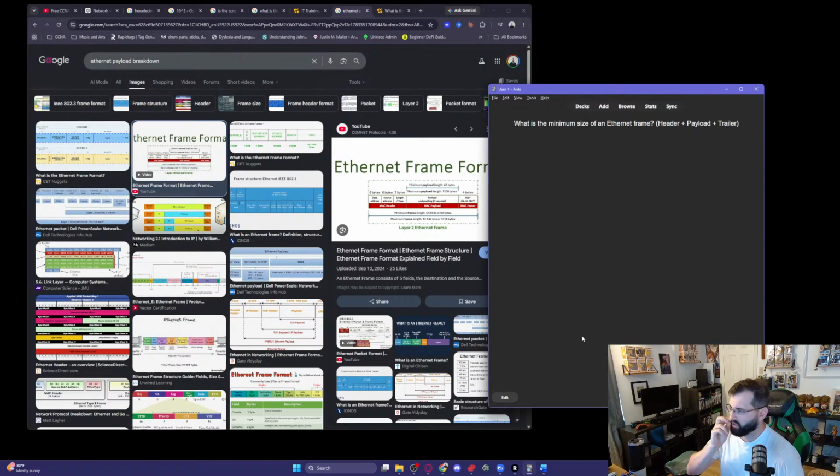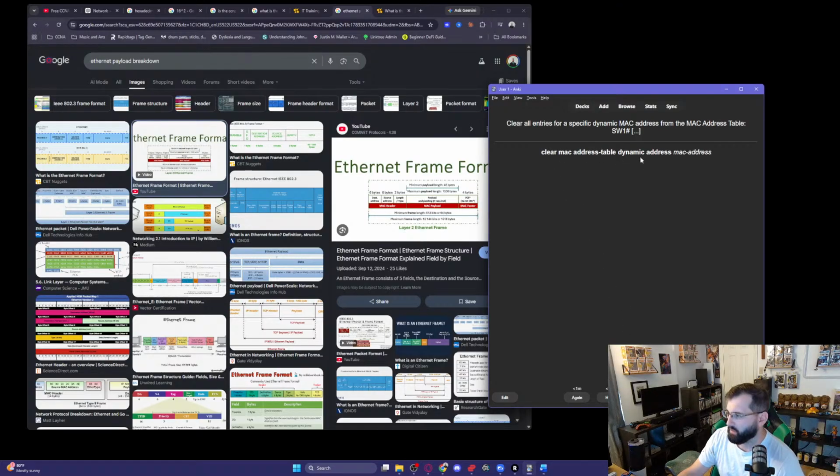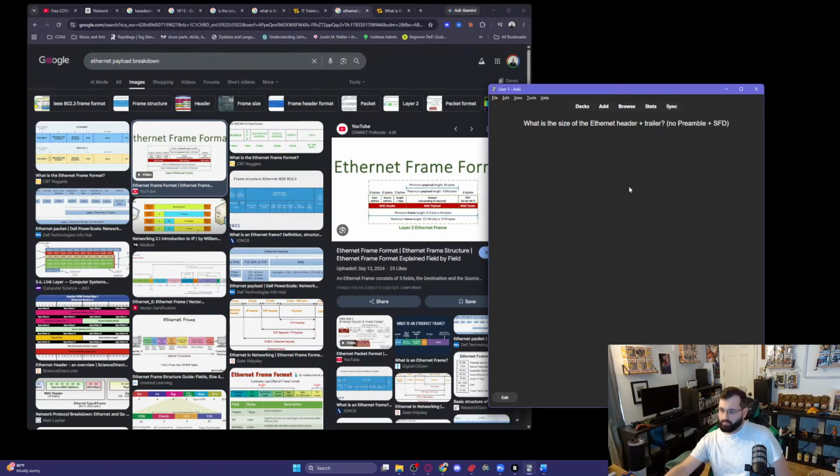What is the minimum size of an Ethernet frame? 64. Clear all entries for the specific MAC address. Clear MAC address table, dynamic address, and then you say the address. What is the size of the Ethernet header plus trailer, no preamble? Didn't we say it was 18? Yeah.